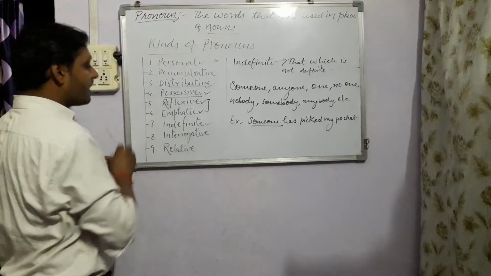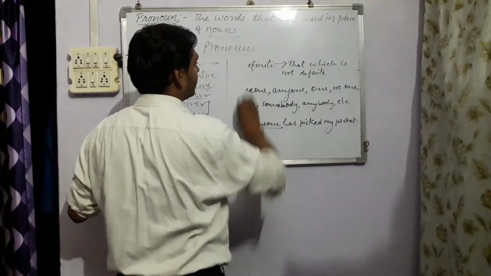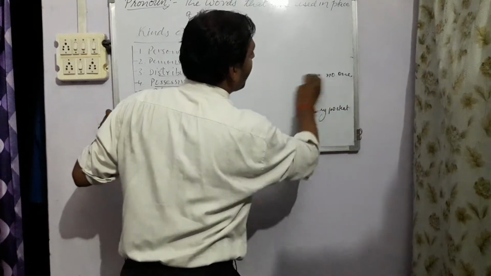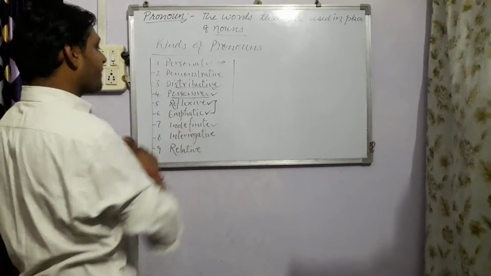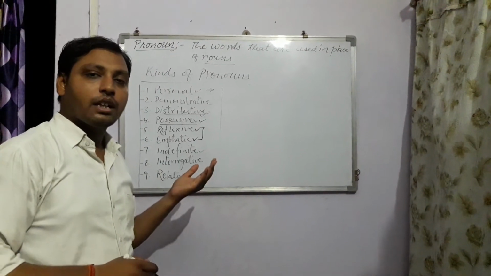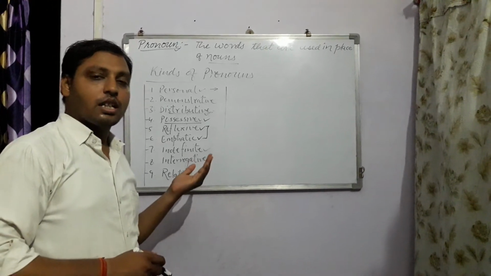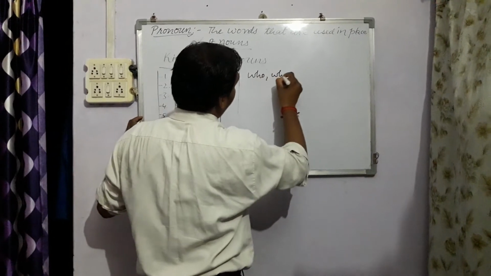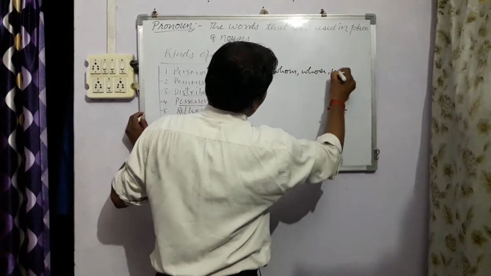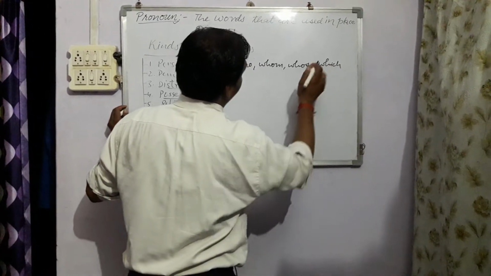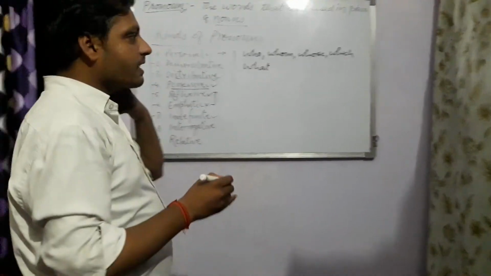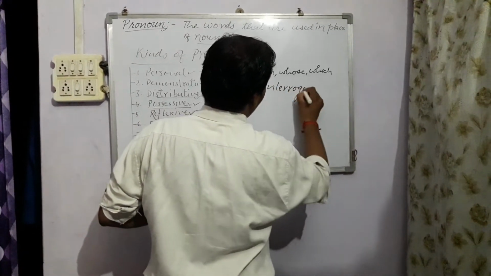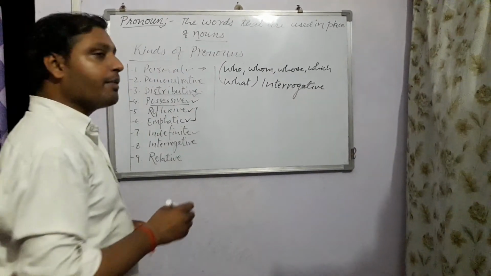Now let us learn about interrogative pronoun. Interrogative means when the word asks some question. There will be some words that will play the role of pronoun and will be asking some questions as well at the same time. Like whom, whose, which, what. All these words are called interrogative pronouns. They are called interrogative because they ask questions.